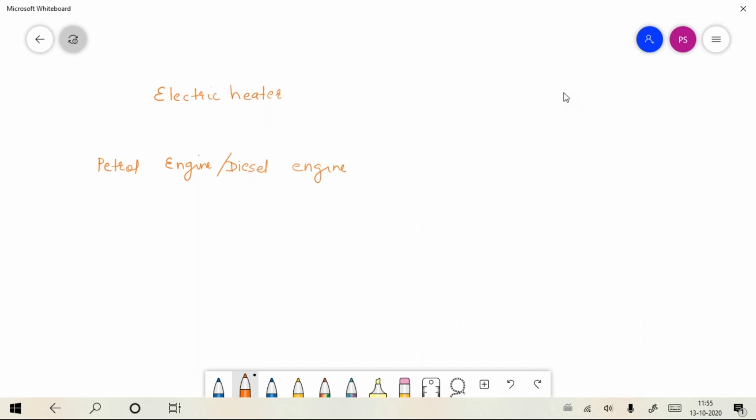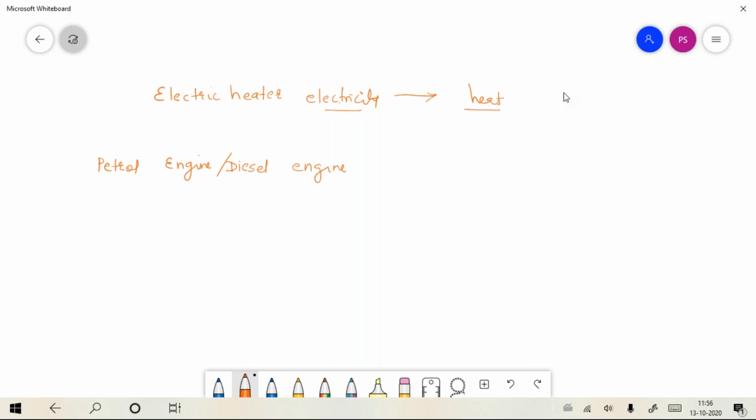So let us take an example of electric heater. Now what does the electric heater do? Tell me the conversion from which energy to which energy. Electric heater conversion is from which energy to which energy? It converts the electricity, that is electrical energy, to heat. Okay.